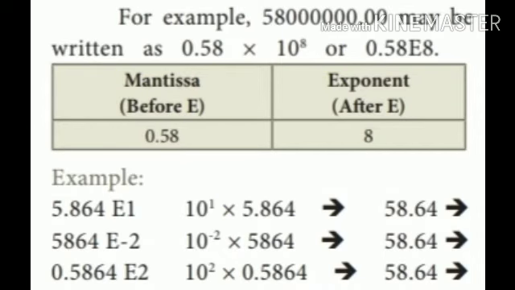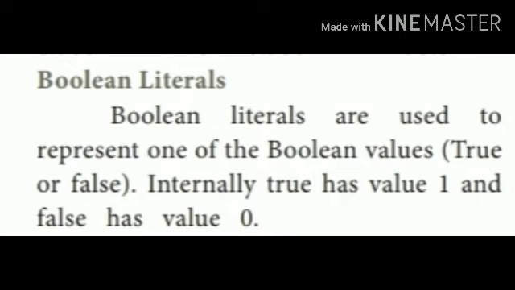For example, the mantissa part must be either an integer value or a real constant, that is a decimal point value. But the exponent part should be an integer, and that value may be either positive or negative. Next concept is Boolean literal. It is used to represent Boolean values. Boolean values are either true or false. True represents 1, false represents 0.